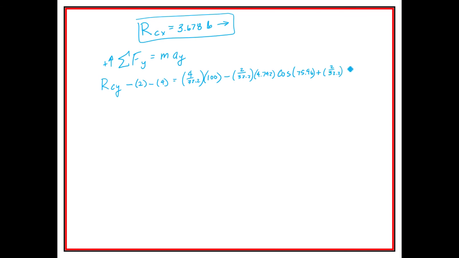232.2. It's going to be the 206.2, and then we're also going to have the sine of 75.96. And we get all that, and we get RCY is going to be 30.77 pounds. And it's going to be upwards.